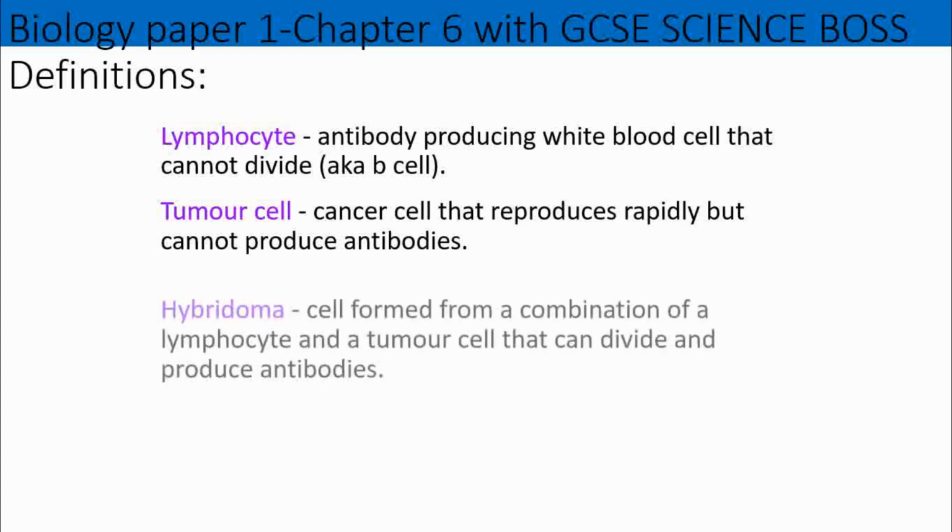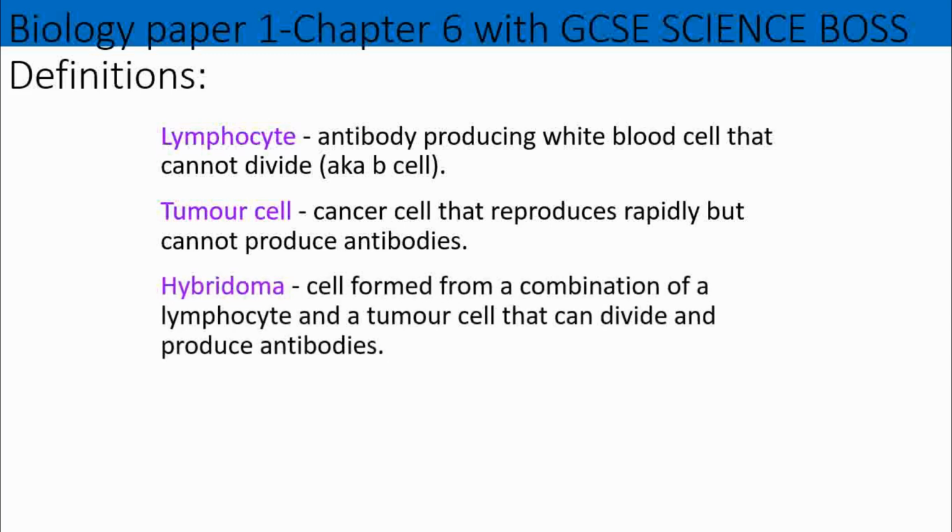Okay, good. And then you have a hybridoma, which is another key term that you need to know, which is a cell formed when you combine a lymphocyte, which cannot divide but produces an antibody, with a tumor cell, which is really good at dividing. Together, they make what is called a hybridoma. Okay, and because you've combined them both, it is now able to produce antibodies.